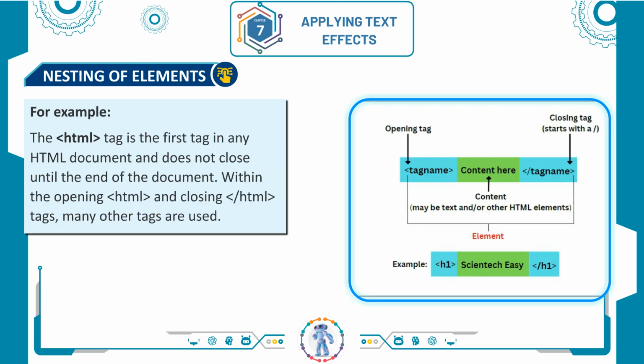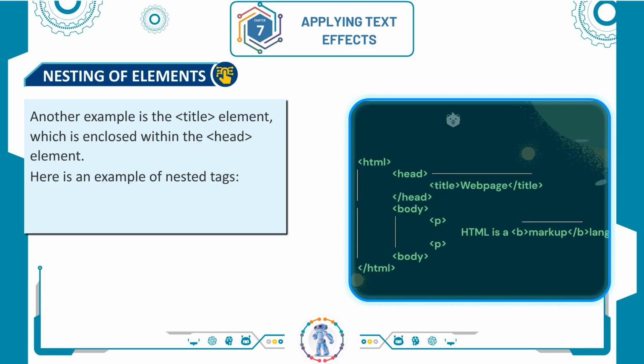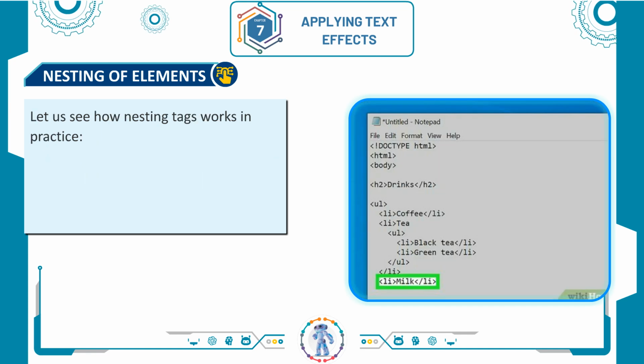For example, the <HTML> tag is the first tag in any HTML document and does not close until the end of the document. Within the opening <HTML> and closing </HTML> tags, many other tags are used. Another example is the title element, which is enclosed within the head element. Here is an example of nested tags. Let us see how nesting tags works in practice.